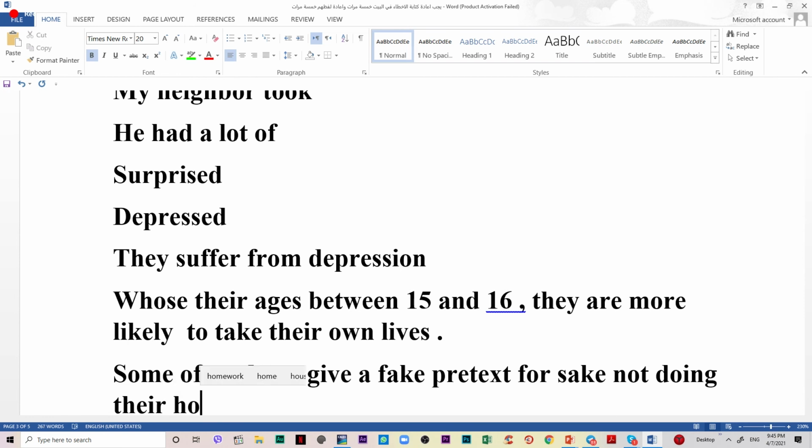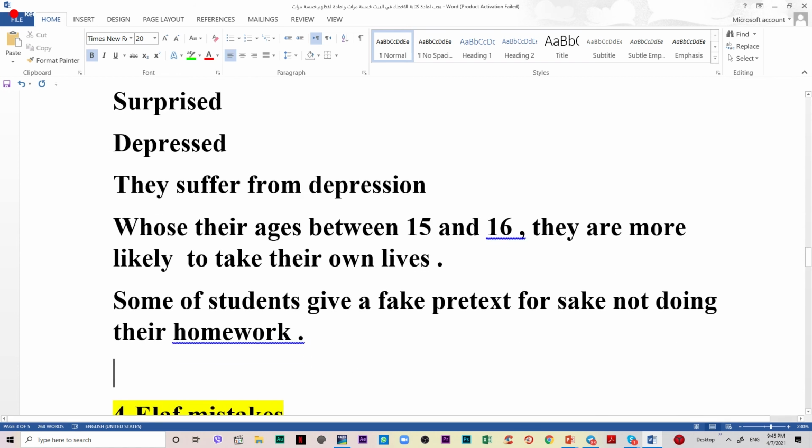Who can give me an example about pretext? Pretext means argument. We can also say excuse, we know excuse, but we will use pretext now.